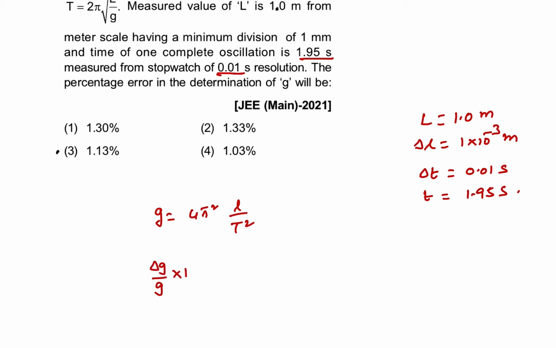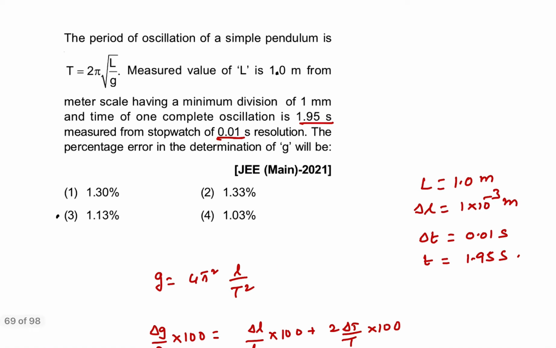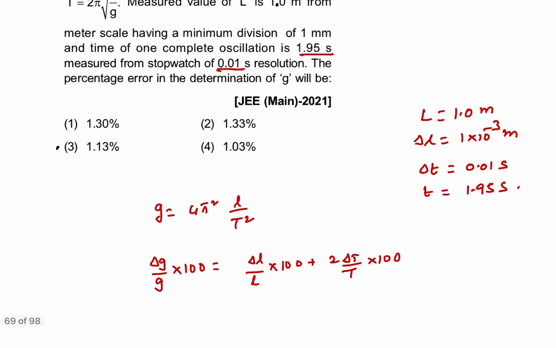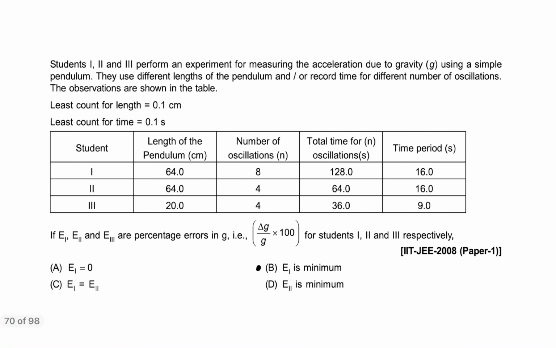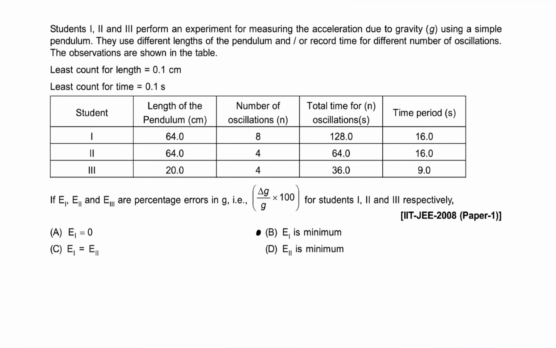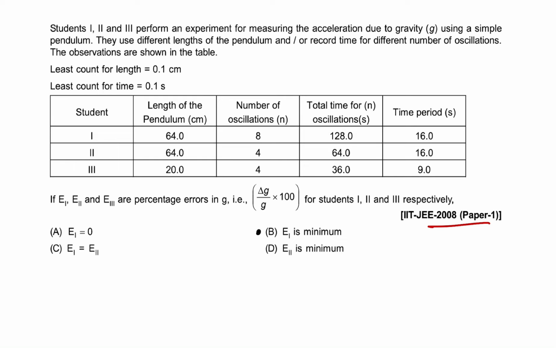Okay, now you can use the same thing. G is equal to 4 pi square L divided by T square. By using that, delta G by G into 100 is equal to delta L by L into 100 plus 2 into delta T divided by T into 100. You substitute all the values, whatever values are given, and you get the value 1.13 percentage. Substitute there, you will get 1.13 percentage.